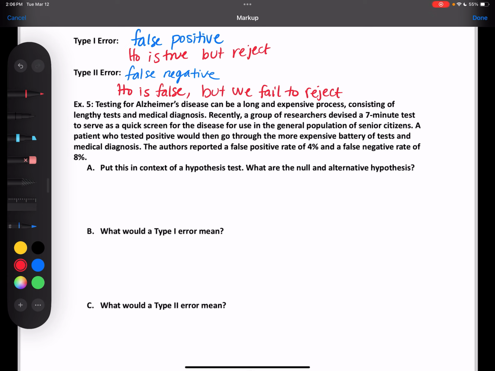Put this in context of a hypothesis test. What are the null and alternative hypotheses? So what's the null? And it's not a number. That they have cancer. Wait, no, this is Alzheimer's. The patient does not have Alzheimer's.